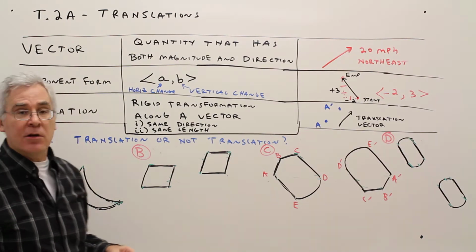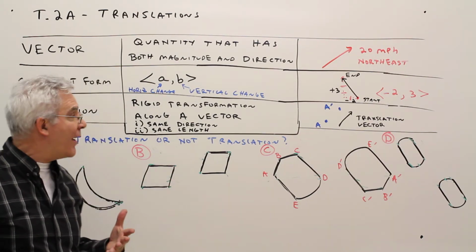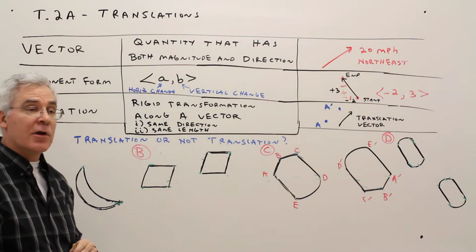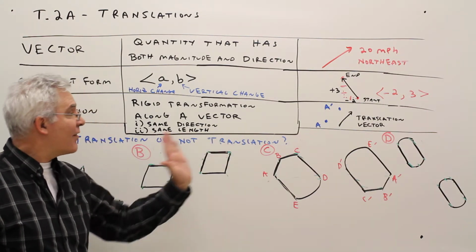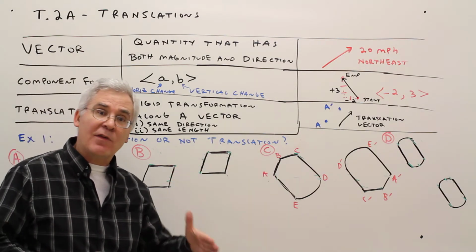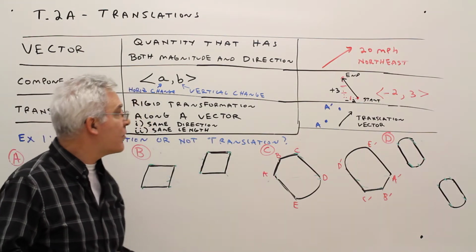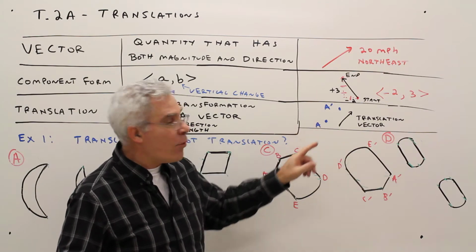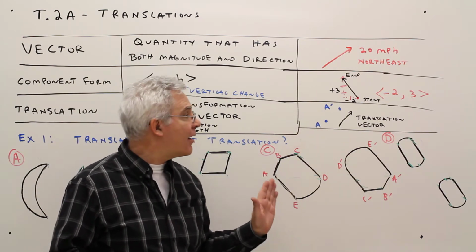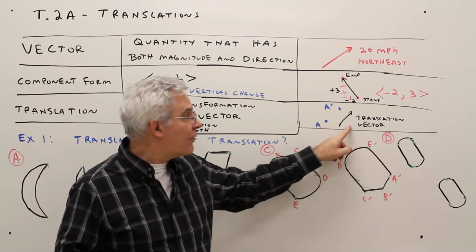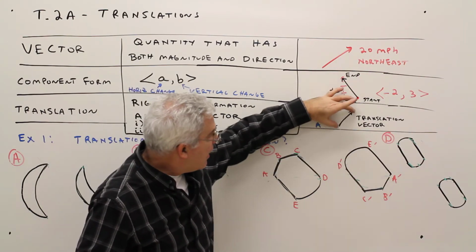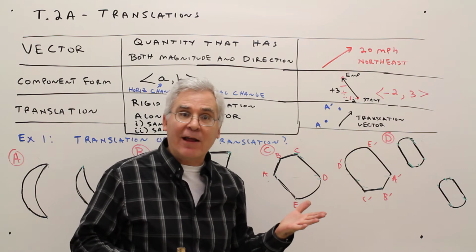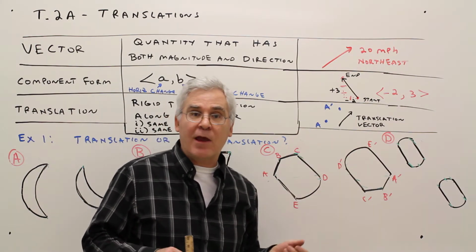Finally, translation. This is another rigid transformation along a vector. Two things I want to emphasize: same direction and same length. Each vector has to be the same from the pre-image to the image. So here's an example. I've got point A. I could translate it along this translation vector, so that means go in that direction, parallel to it, and go that far, the length of the vector, the arrow.